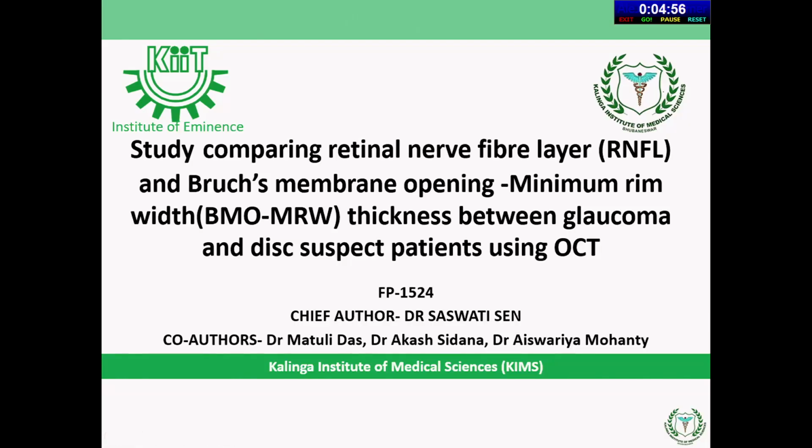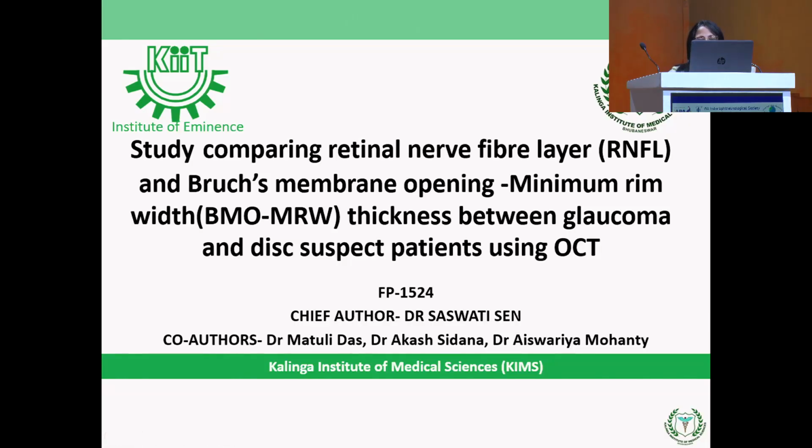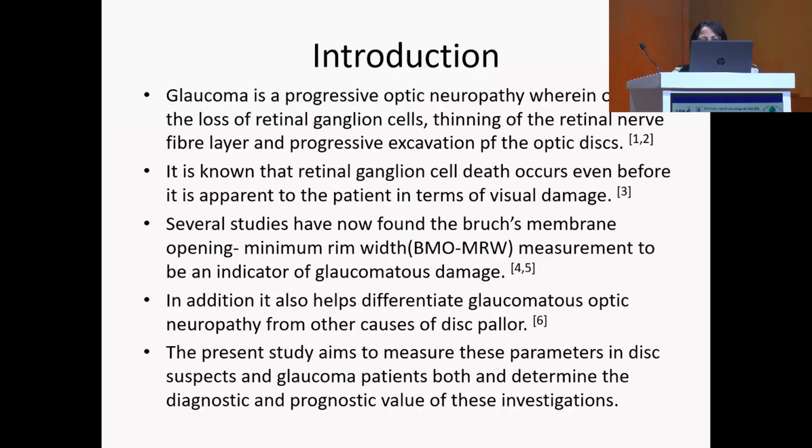I'll be presenting our study comparing the retinal nerve fiber layer and Bruch's membrane opening minimum rim width measurement thickness between glaucoma and glaucoma suspect patients using OCT. We know that glaucoma is a progressive optic neuropathy where there is loss of retinal ganglion cells and thinning of the retinal nerve fiber layer. This cell death occurs even before it's apparent to the patient in terms of visual damage. So we have found that a new parameter, the Bruch's membrane opening minimum rim width measurement, can be an indicator of glaucomatous damage as well.